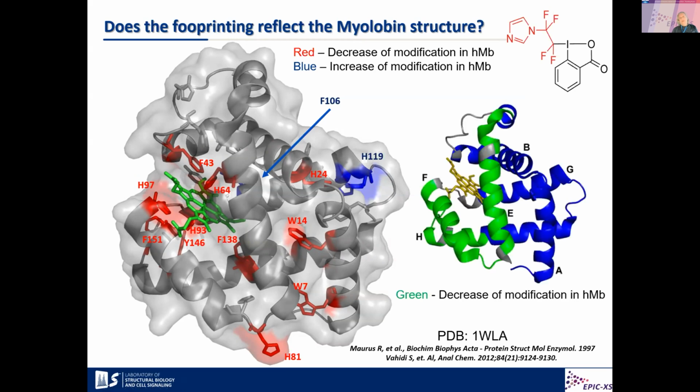We compared our data to the FPOP data, because it's also a sort of radical chemistry, and we got a nice overlap between the FPOP chemistry and our trifluoromethyl radicals.